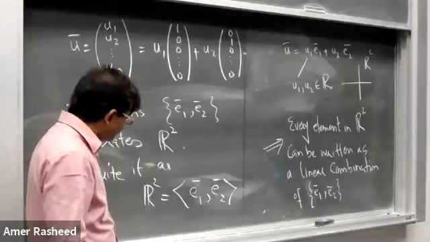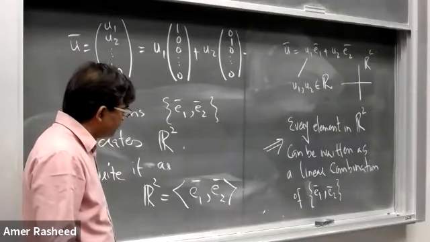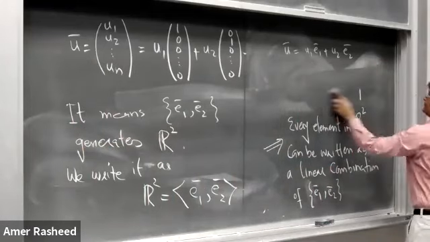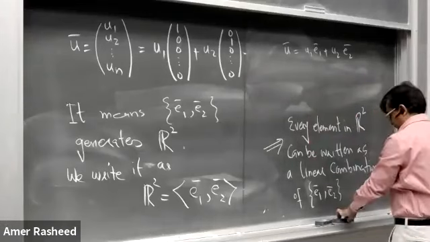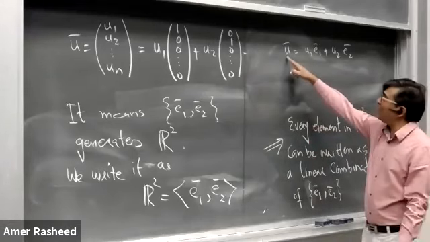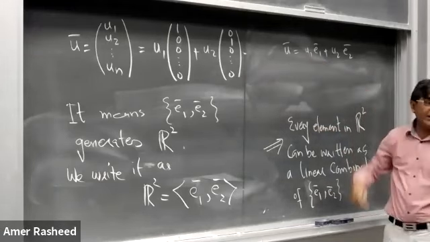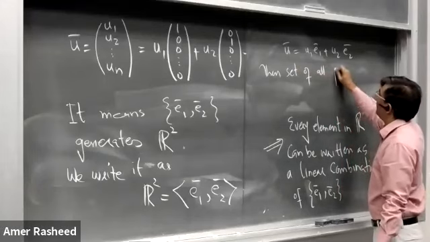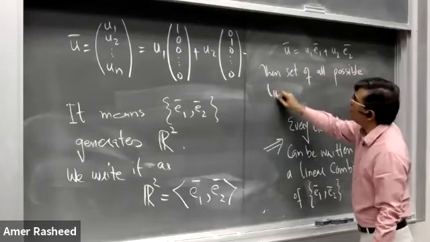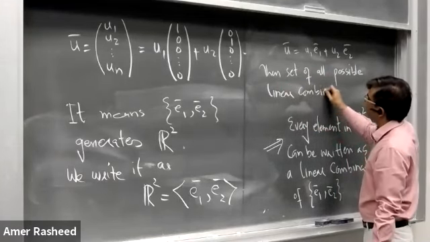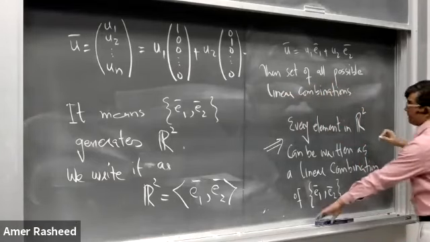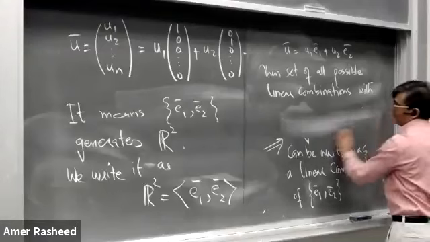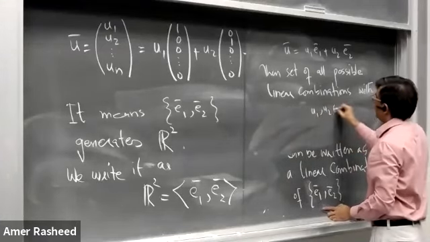Let's have another look on this concept. If we say that every U can be written as a linear combination of E1 and E2, then the set of all possible linear combinations with U1, U2 belongs to R.